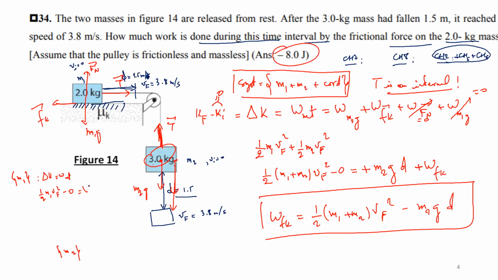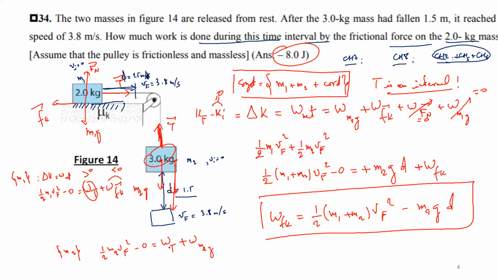Net work here will be work of tension plus work of friction. Here the work of tension will be positive and the work of friction will be negative, of course. Now for M2, I will have half M2 V final square minus 0 is equal to what? Work of tension plus work of the gravitational force.